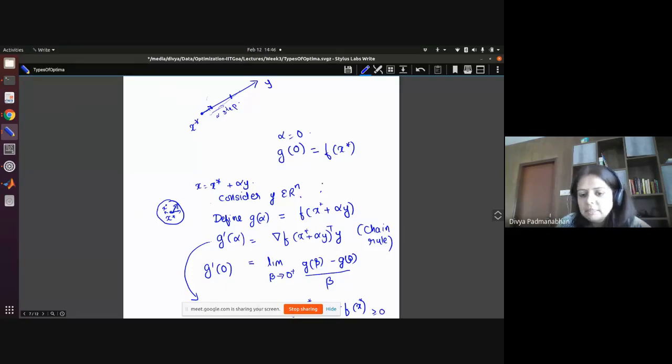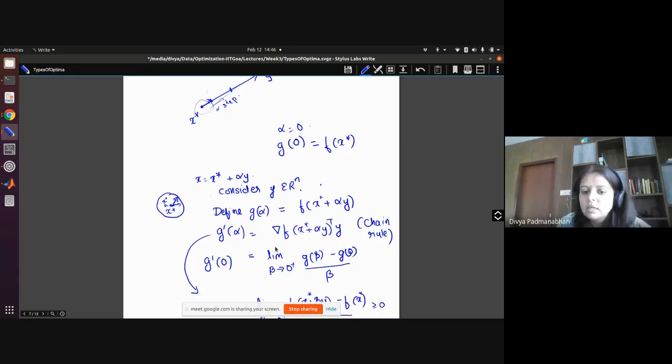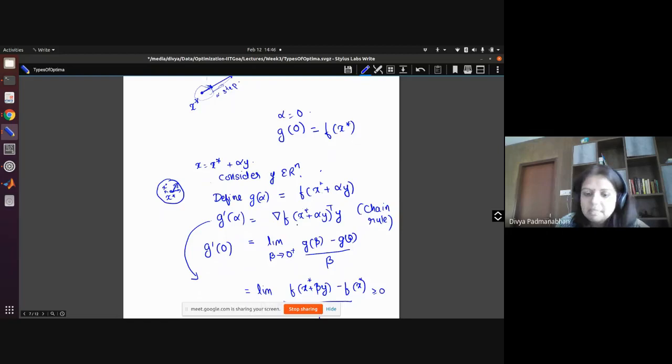Now let's take what happens around this. The idea is you're looking at what happens in a small region around x star. By the definition of derivative, around the point 0, when you take alpha as 0, what you're going to get as its derivative is just the limit of this quantity, the rate of change of g for a small step along the direction, for a small change in beta.